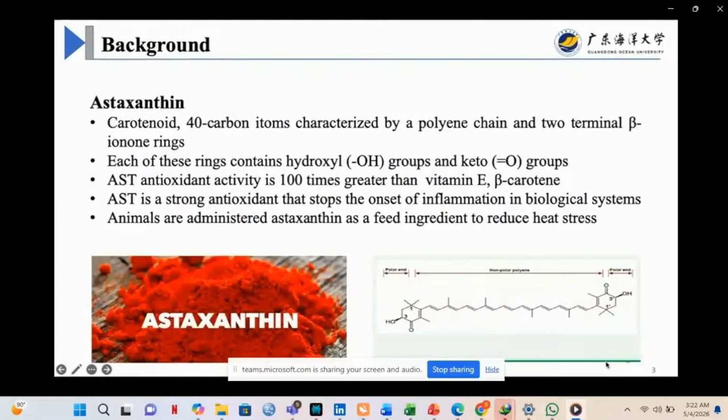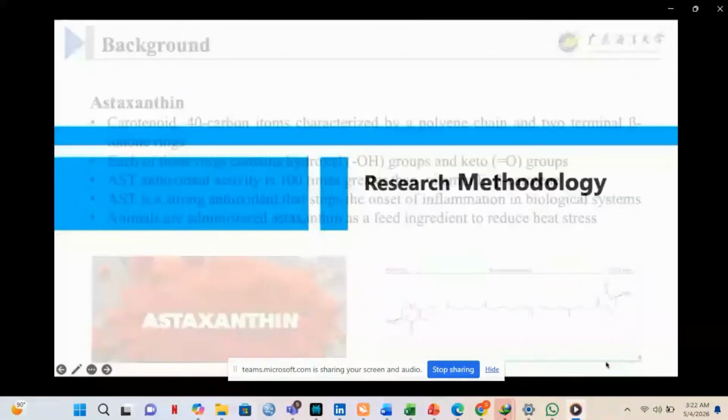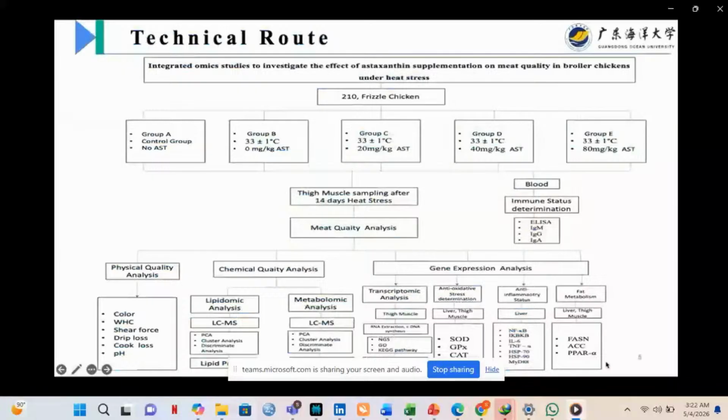Research methodology. In our study, we tested the effect of astaxanthin supplementation on broilers exposed to heat stress. We divided the broilers into 5 groups. Group A was the control group, Group B was the heat stress group, and Groups C, D, and E were heat stress groups supplemented with 20 milligrams, 40 milligrams, and 80 milligrams per kg of astaxanthin. After 14 days of the test, we took muscle samples for meat quality analysis, and we also collected blood for immune status determination.